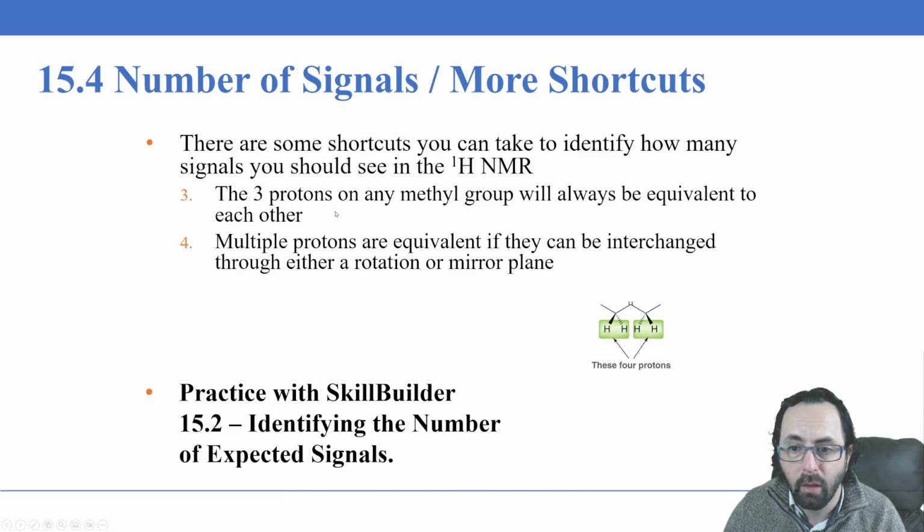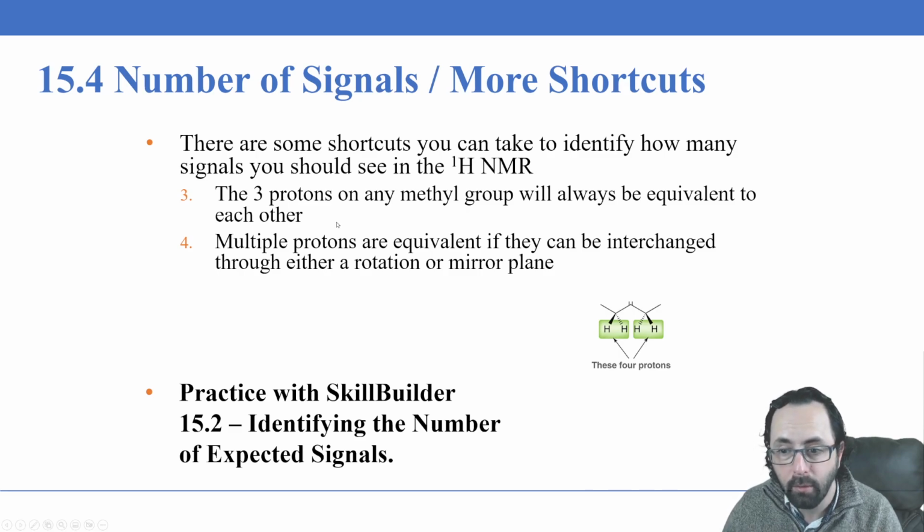Here's another shortcut that you can use. The 3 protons on a methyl group will always be equivalent to each other. So that's a very great and easy shortcut to use. If you see 3 protons on a methyl group, they're chemically equivalent, period. You don't have to think anything about rotational symmetry or reflectional symmetry.